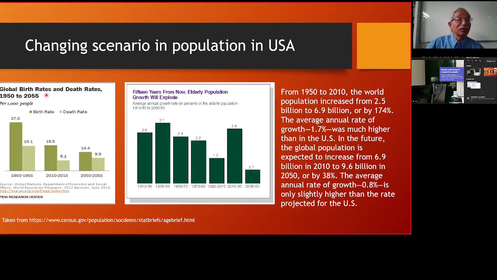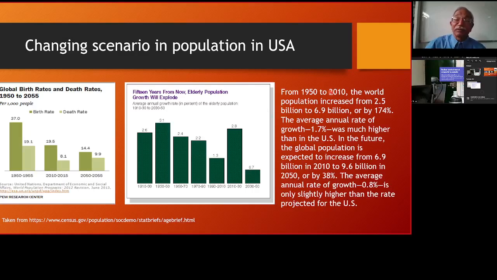So, changing scenario, global birth rates and death rates: you'll find that global birth rates are going down, but death rates are also going down. So there are fewer children, but more elderly people. And this is where the pressure is now coming on the healthcare system. That is a public health challenge, because children are now fewer in number and old people are higher in number. And this is going to be a very interesting scenario in another 10, 15 years.